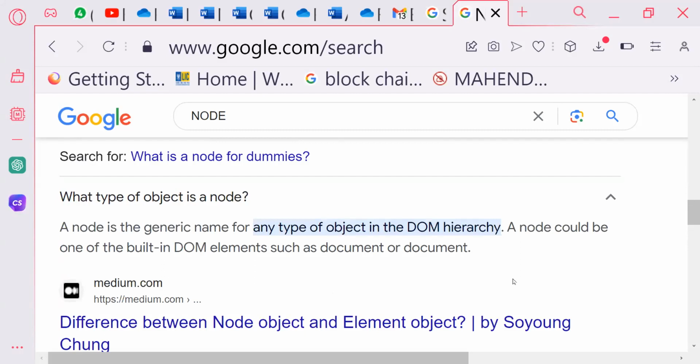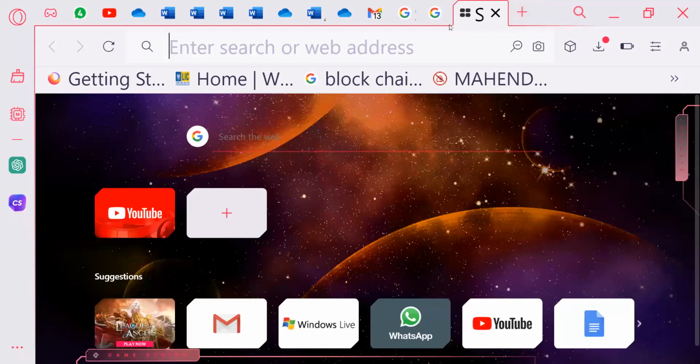What type of object is a node? A node is the generic name for any type of object in the DOM hierarchy. A node could be one of the built-in DOM elements, such as document or document. What is DOM? Anybody knows? Any computer boy? What is DOM? Anybody knows? What is the expansion of DOM?